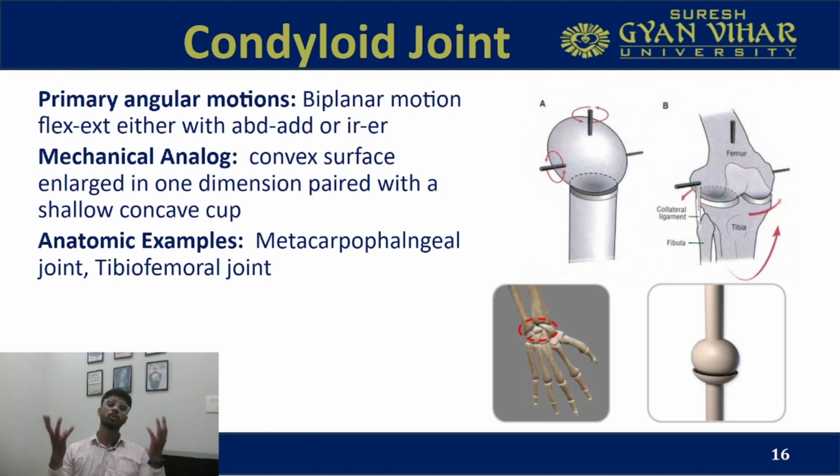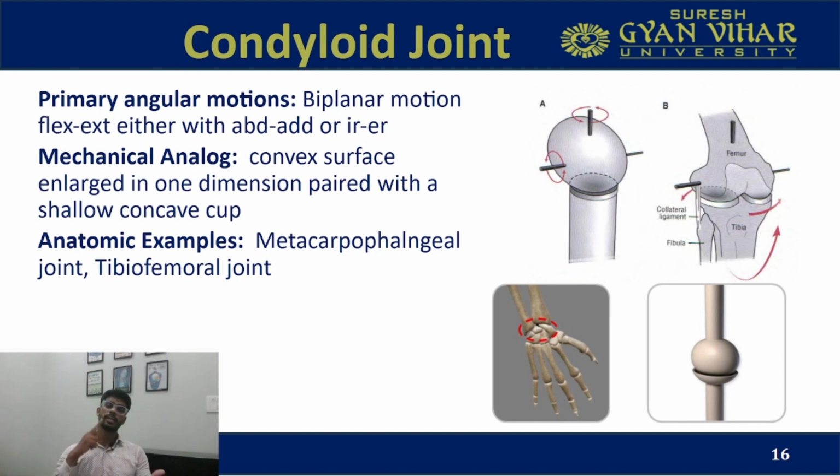What happens in a condyloid joint is there is a convex surface which is enlarged in one dimension. You can see this is a convex ball which is very much enlarged in one direction, and it is paired with a shallow concave cup. The concave cup here is not very deep, it is very shallow, and there is a large convex shaped surface. So in this type of joint, flexion and extension is always present, but it can be combined with either of the two movements.